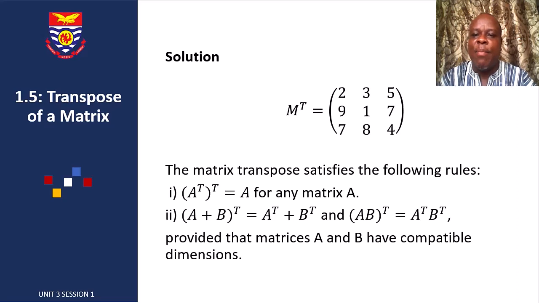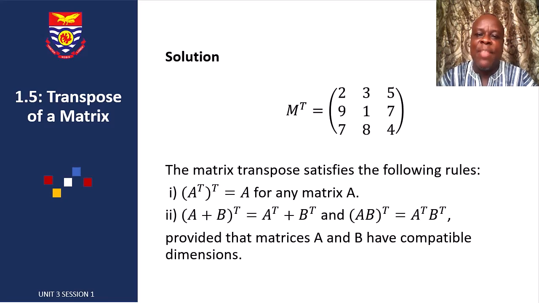Now, the matrix transpose satisfies some rules. Rule 1: if you find the transpose of a matrix and then you find the transpose of the answer, you come back to the original matrix. Rule 2: if you add two matrices that are of the same dimension and you find the transpose of the answer, it is going to be the same as finding the transpose of each of them separately and then adding them.